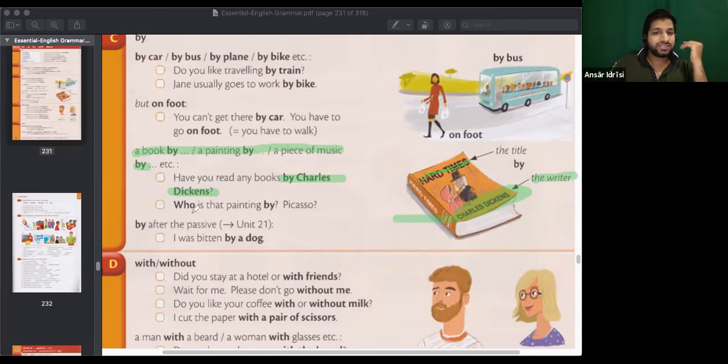Next one, who is that painting by? Picasso. That painting is by Picasso. The painting is by Picasso. Okay, can you please give me some sentences like this with by?